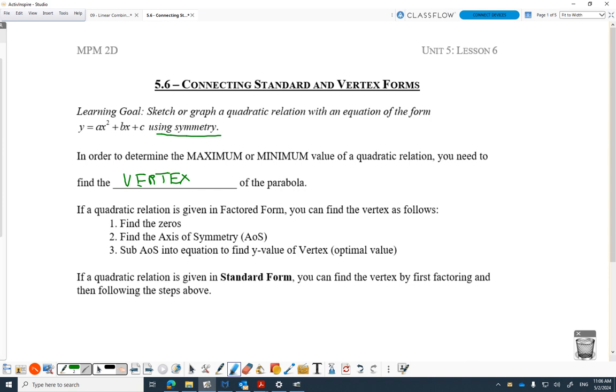So, if a quadratic relation is given in vertex form, you can find the vertex as follows. This is not supposed to be the hard part. This is supposed to be the, yes, I remember that. Find the zeros, then use that to find the x-axis symmetry. I've been calling that the x value of the vertex. And then sub that in to get the y value of the vertex. Hopefully we beat you to death with that, where you're rolling your eyes at me. You're like, yes, in theory I know what to do there. So, if a quadratic relation is in standard form, you can find the vertex by first factoring and then doing this. You're like, what are you worried about, Mr. Todd? Why are you stressed about this lesson?